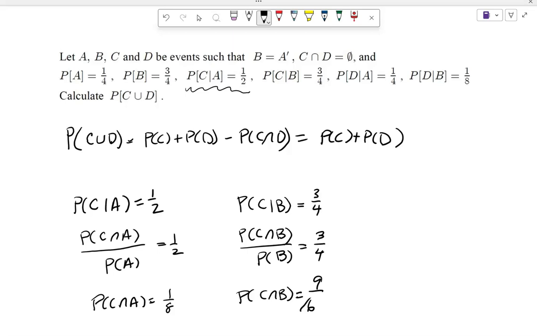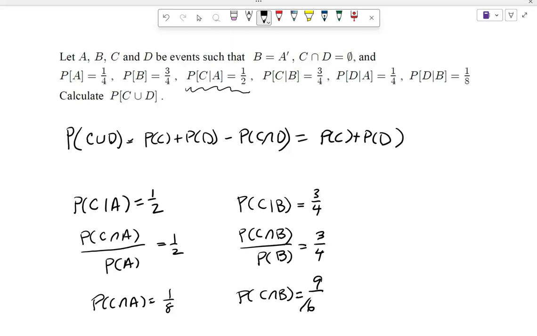Let's think about what's going on here. What does this say? Just as a set, what does this say? Yeah, everything that's in both C and A. This one says C and B. What relationship do A and B have again? Complements. So this is everything in C that's in A. This is everything in C that's not in A.